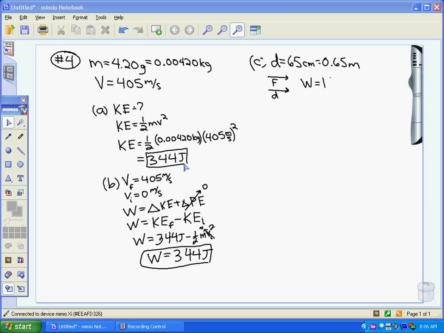We know our displacement, we know our work. Total work is 344 joules. It's going to be equal to the force times 0.65 meters. Divide both sides by 0.65 meters. And you get that the force is going to be equal to 529 newtons.